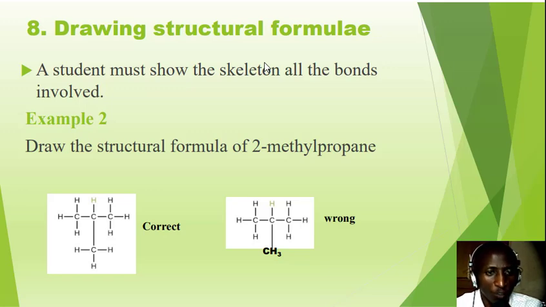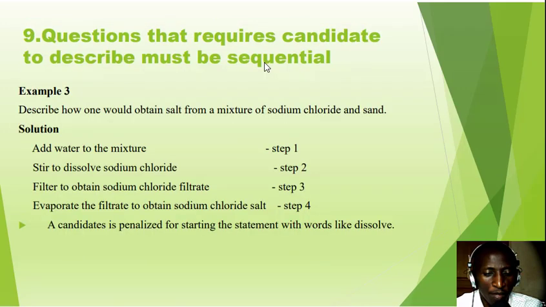students may be required to describe a sequential way of undertaking a particular procedure. For example, describe how one can obtain salts from a mixture of sodium chloride and sand. In this case, the way we write the procedure sequentially and correctly matters a lot. In number 1, we can put add water to the mixture. That's the correct step. However, we have to be very careful.